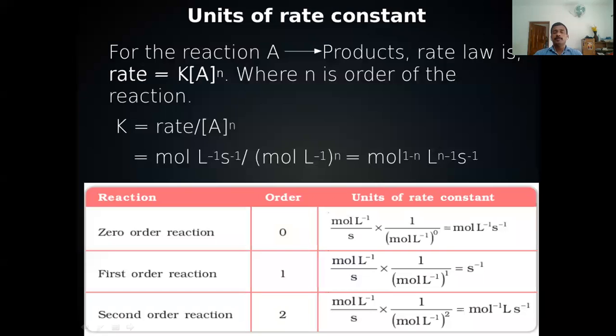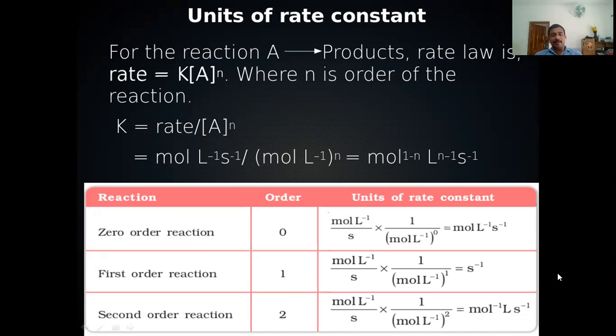Today we can discuss the units of rate constant of order of reactions. Unit of rate constants of reactions of different order. We can represent a reaction as A gives product. A is reactant. Reactant gives product. The rate law can be represented as rate is equal to K into concentration A raised to N. N represents order of the reaction.